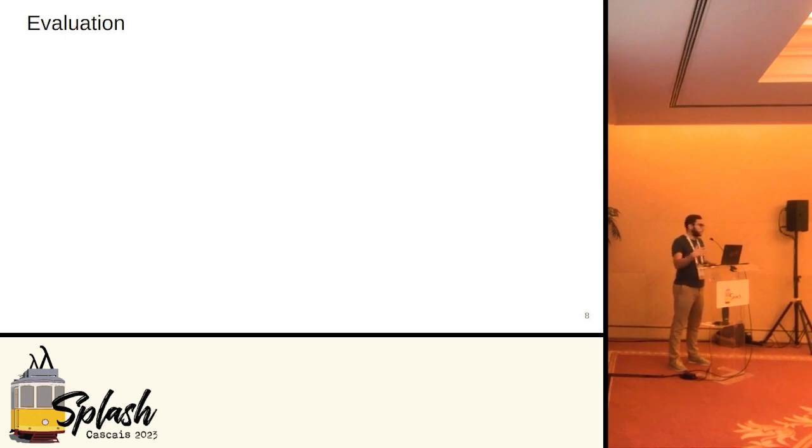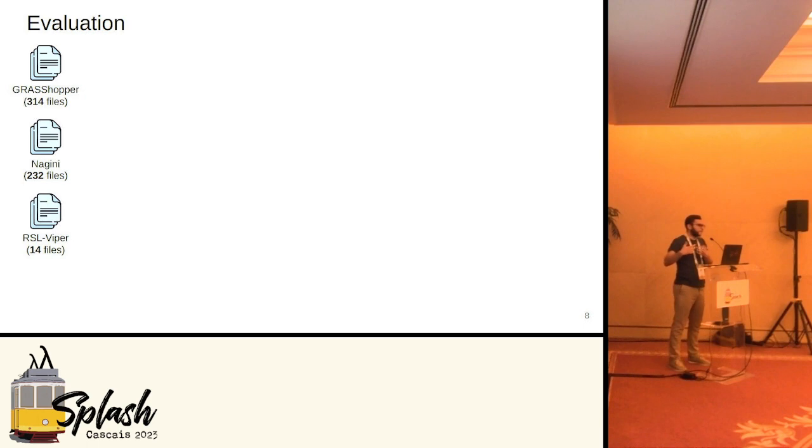So to evaluate this, we have taken files from 4 test suites: GRASShopper, a verifier for a decidable fragment of separation logic; Nagini, a Python verifier; RSL Viper, a verifier for weak memory C++ programs. Both RSL Viper and Nagini are built on top of Viper, so they can benefit from our tool. And the last one, VeriFast, is a verifier for Java and C programs. So taken together, that gives us more than 1,500 files.